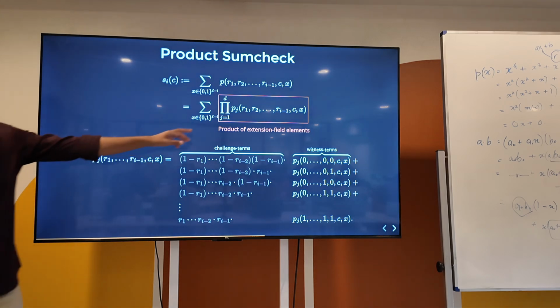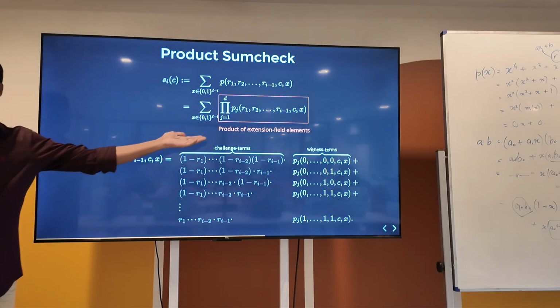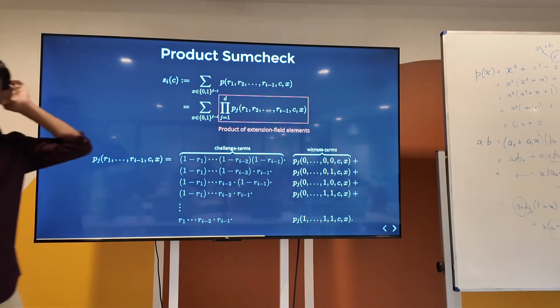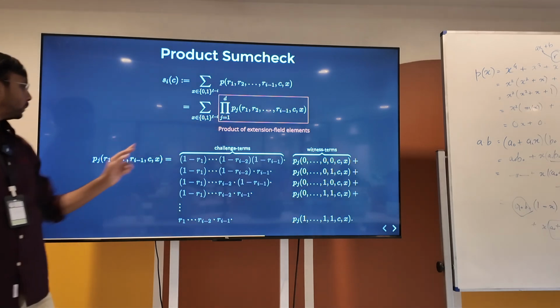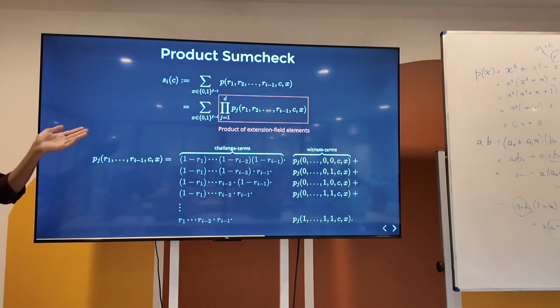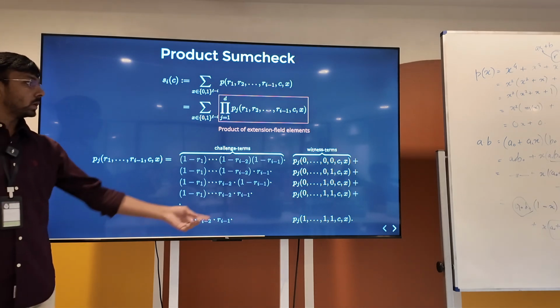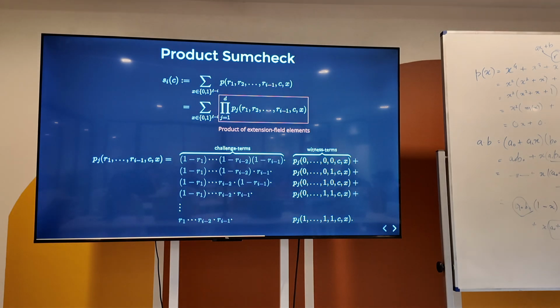Now, if this was some random product of extension field elements, we would have no way to optimize this, right? You can't do anything. But this has a very specific form. These polynomials are not some random polynomials. These are multilinear extension polynomials, in which this Pj can be defined in the following form, where it's a linear combination, but you can separate the challenge terms and you can separate the witness terms. Does that make sense? Do you agree with this statement?